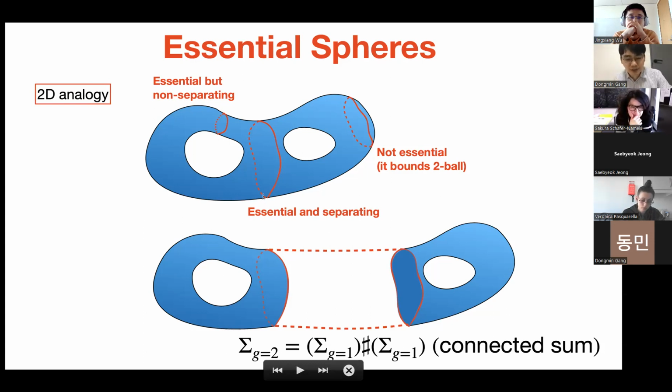For our purpose, the existence of a separating essential sphere is more relevant to determining the IR phase. I don't know exactly why, but it turns out that the existence of a separating essential sphere is more important. If there is a separating essential sphere, then we can divide the three-manifold into two pieces, and the three-manifold can be given by the gluing of two three-manifolds, the so-called connected sum. Similarly, we can define a separating essential torus.